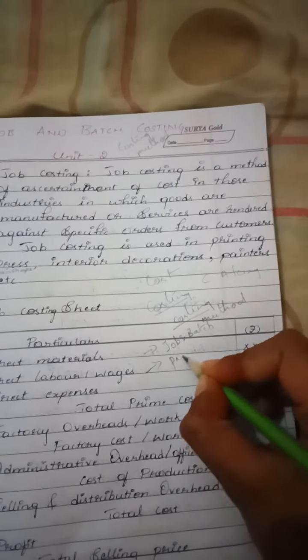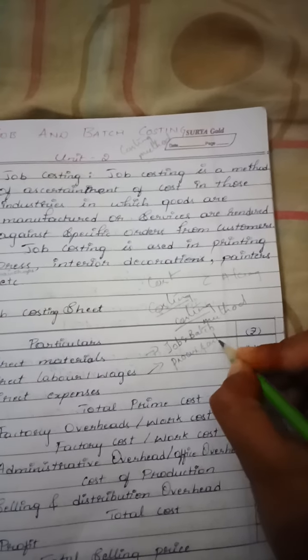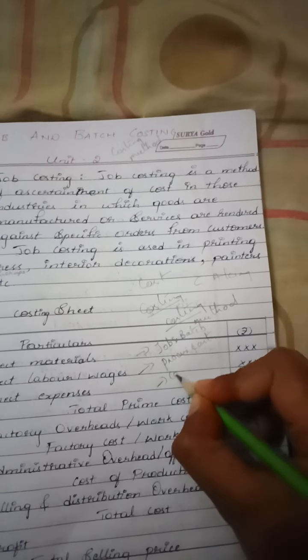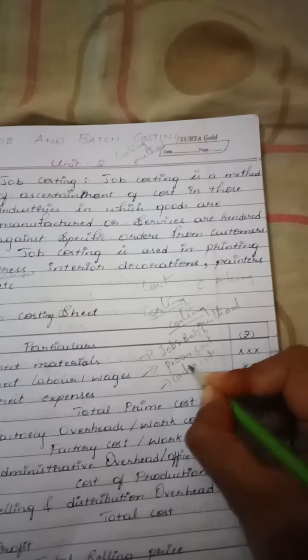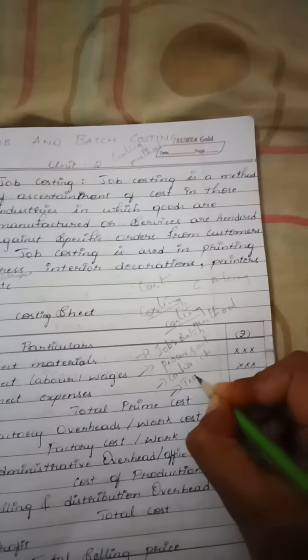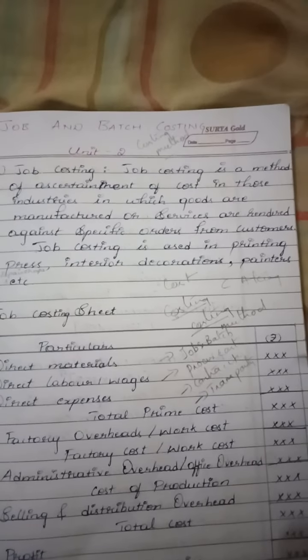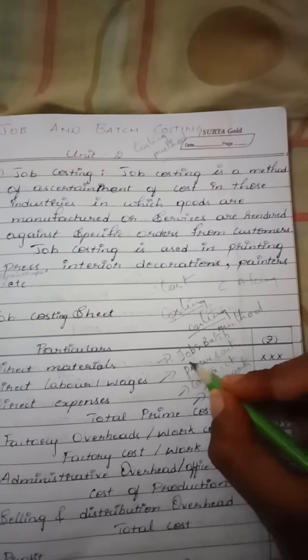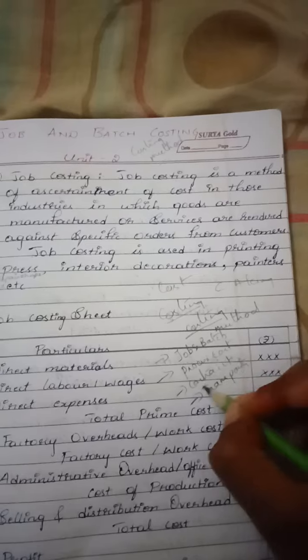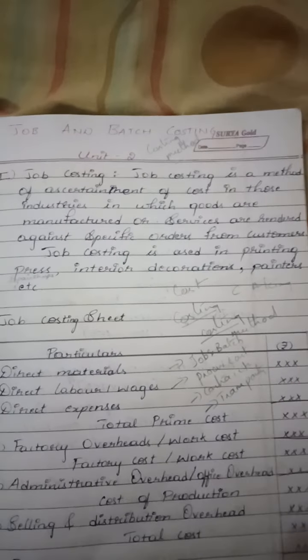Then we are going to do process costing. Then we are going to do contract costing. Then finally we are going to arrive at transportation costing. So this is the syllabus of your costing methods subject: job and batch costing, process costing, contract costing, transportation costing.